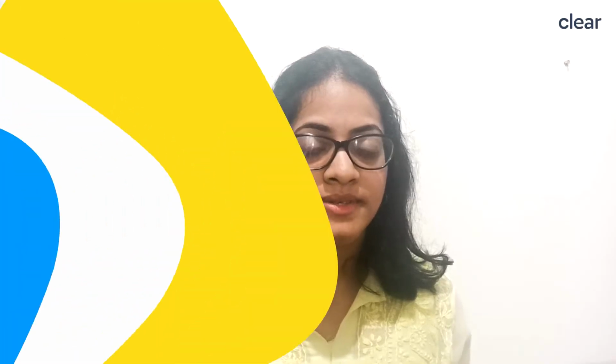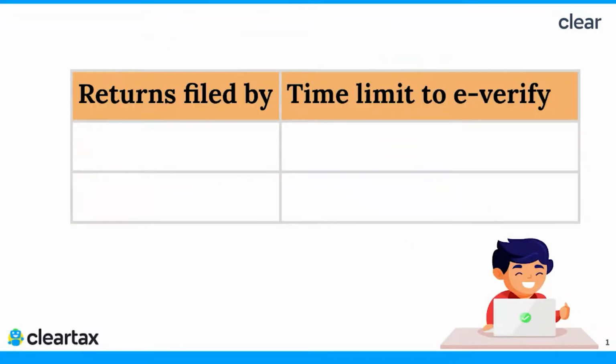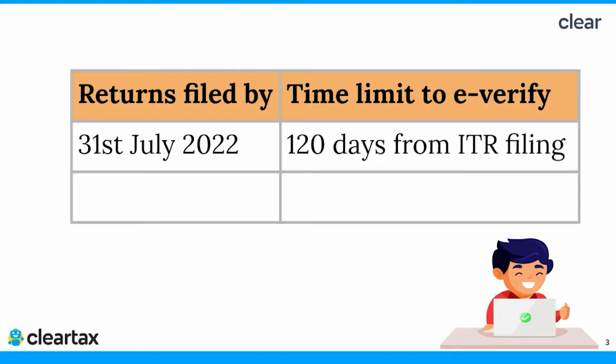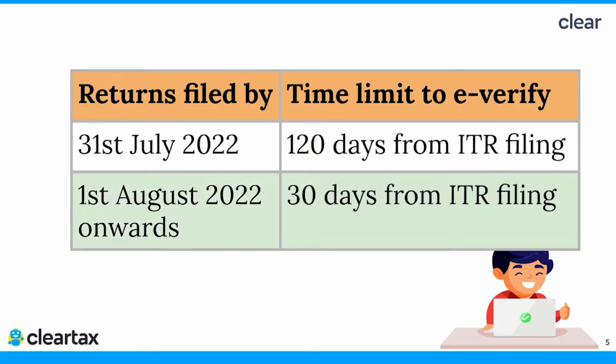Let's briefly discuss the new e-verification rule. E-verification time limit has been reduced to 30 days. If you have filed your return before 31st July, then you will need to verify it within 120 days. This shall continue. But if you file return from 1st August onwards, then the time limit shall be 30 days from your ITR filing. You will need to e-verify it within 30 days now.